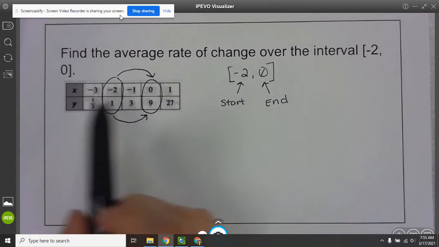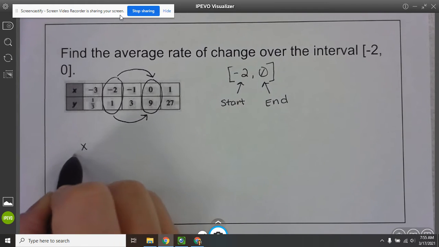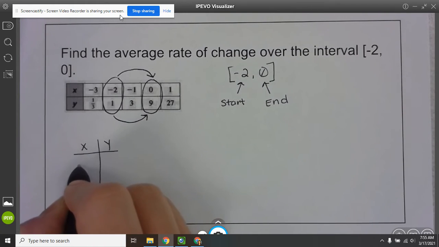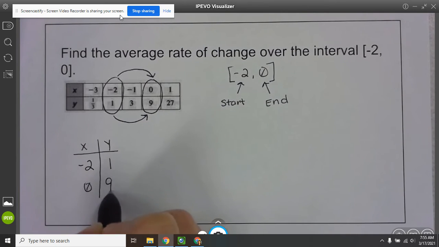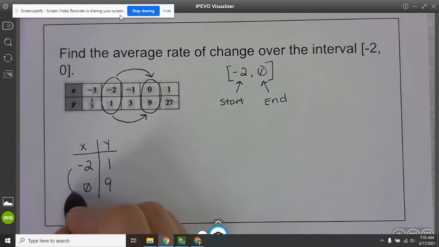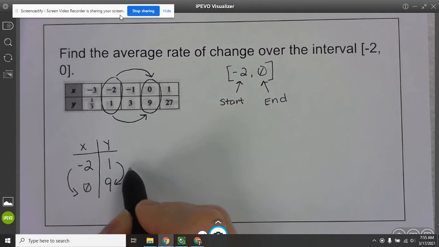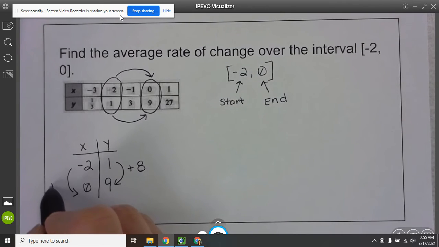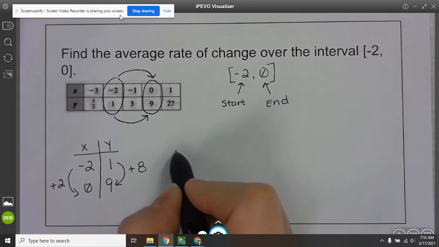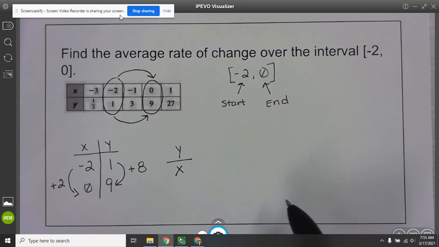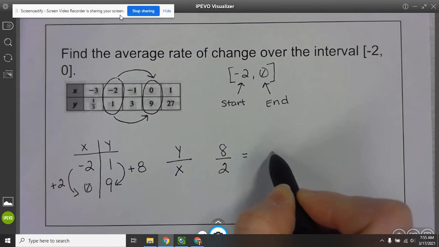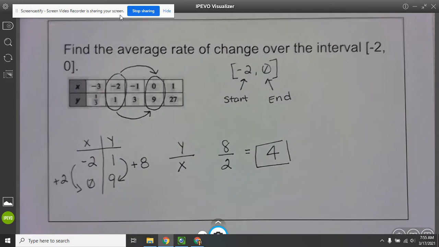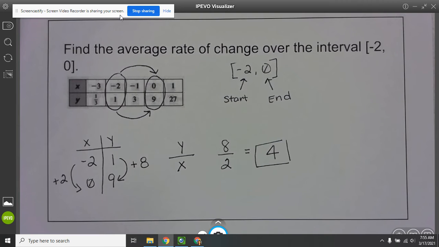If you don't like having a space in between, you could always rewrite it in a different table and have -2, 1, and 0, 9. If that helps your brain, that's totally fine. Either way, we're still doing the same thing. So this is +8, and this is +2. And remember, it's always the y change over the x change. So it would be 8 divided by 2, which simplifies to 4. So that's if they're giving us a table.